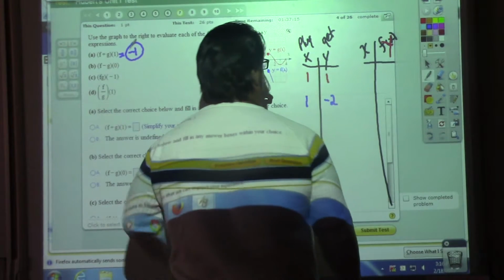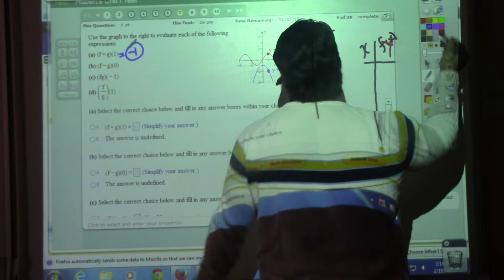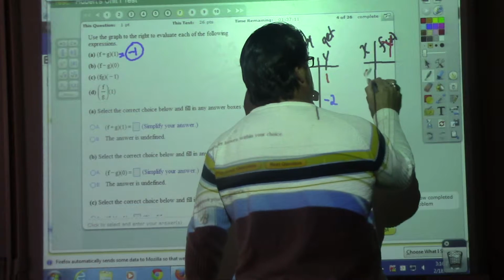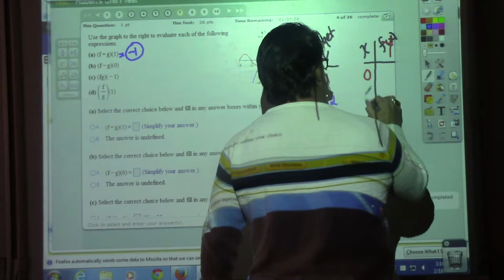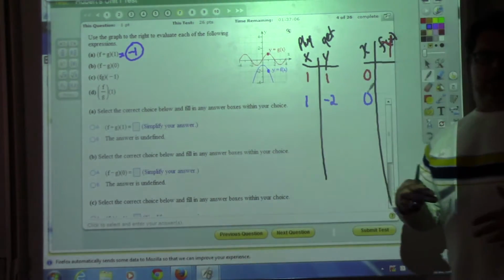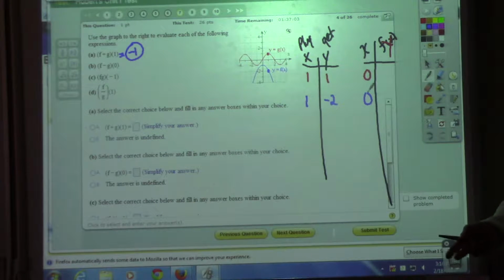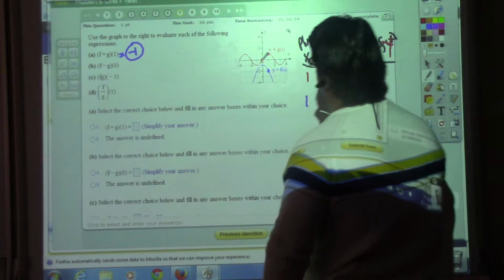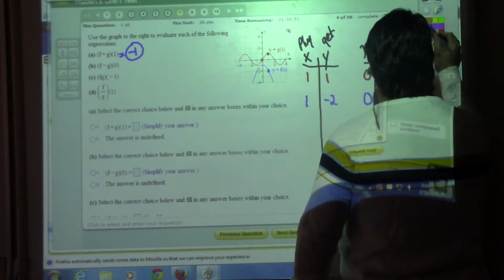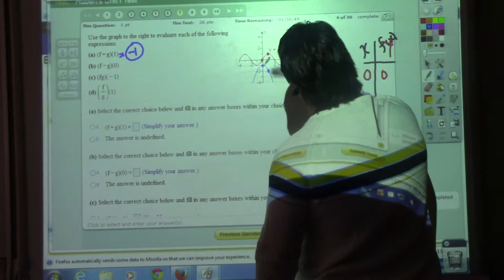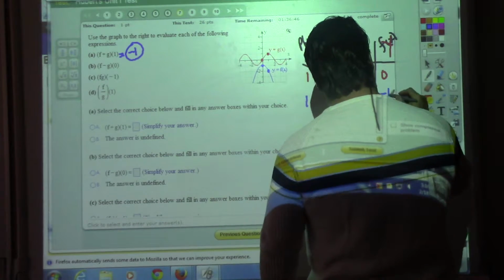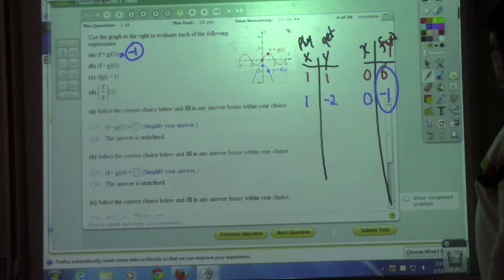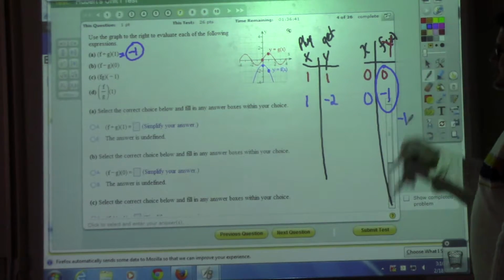All right, let's do a nerd. Plug in 0. I'm going to plug in a 0 in red and a 0 in blue. We don't have anything algebraically to plug it into, 2x plus 4, 3x minus 2, so we have to depend on the graph. So the red 0 is what? 0. The blue 0 is what? Negative 1. And what are these two added together? Negative 1. So negative 1 is your answer again.